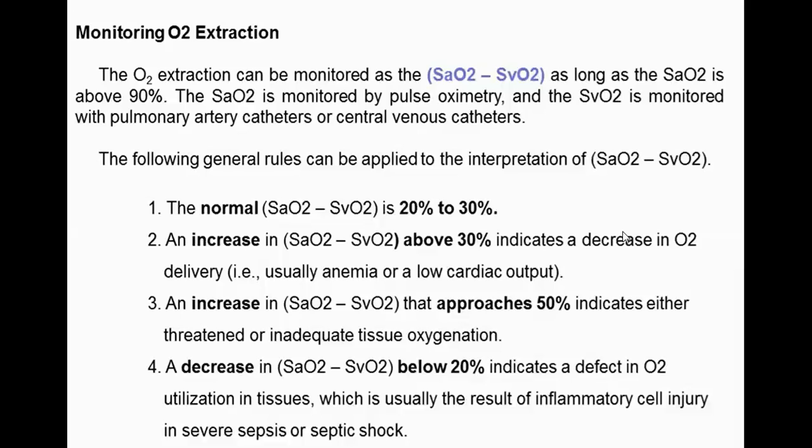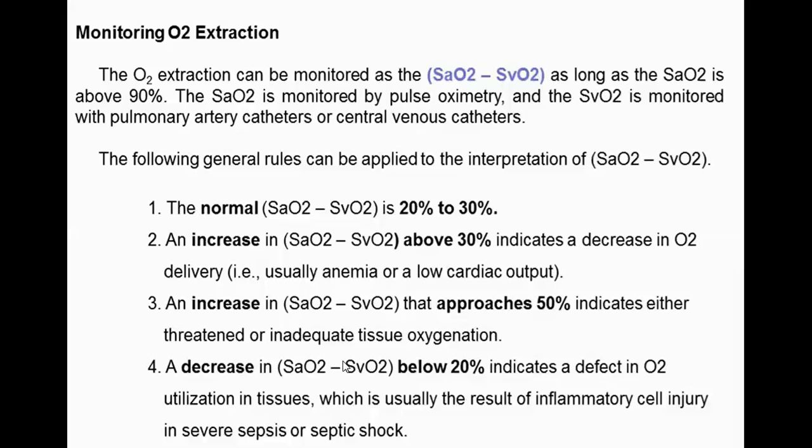An increase in the oxygen extraction, and we didn't write oxygen extraction; we always write the simplified formula, to just remember and remember: saturation arterial minus saturation venous, mixed or central. Oxygen extraction approaching 50% indicates either threatened or inadequate tissue oxygenation, and that the patient will dramatically expire.